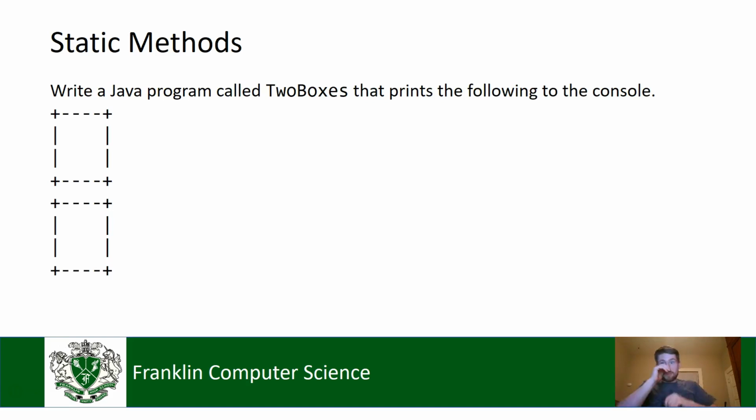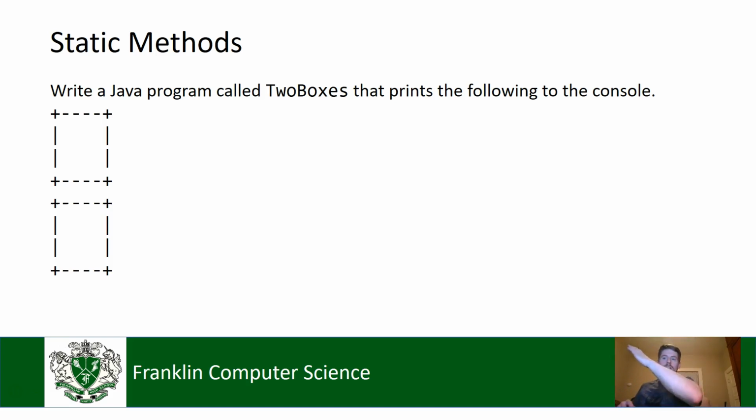Okay, so here's an example of why static methods might be useful. Pretty straightforward. Let's write a Java program called toBoxes. So public class toBoxes that prints these two boxes to the console. We've got a plus, then 4 dashes, and another plus, and then a vertical line. In case you're curious about how that vertical line is created, it's above the enter key, and it's the shift of the backslash character.